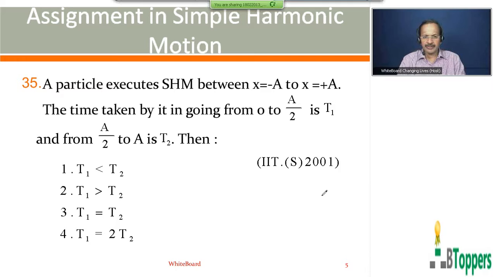4 options are shown on the screen. First option t1 less than t2. Second option t1 greater than t2. Third option t1 equal to t2. Fourth option t1 equal to t2. Come on. Take a pause and try this question.